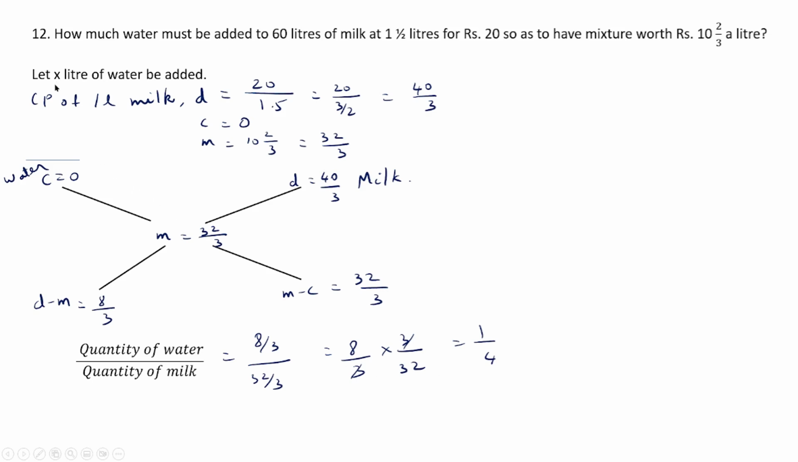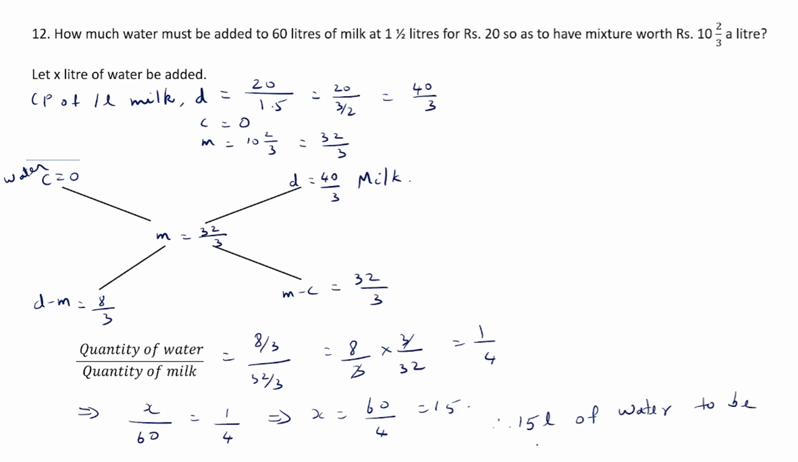Now we have taken x liters of water to be added to 60 liters of milk. So the quantity of water is x and milk is 60. This is equal to 1 by 4. From this we get x as 60 by 4, or it is 15. Therefore 15 liters of water has to be added. So the answer is 15 liters.